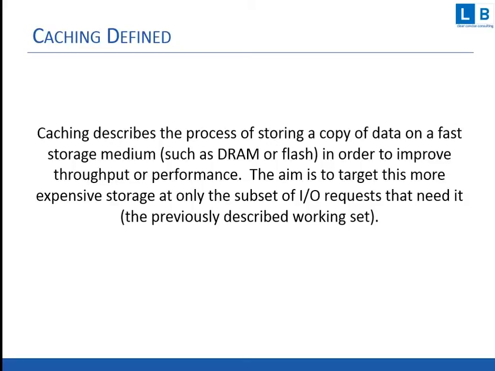And this is something we call the working set. We pretty much see across the majority of environments that the working set of active data follows this Pareto principle, in that maybe 10 or 20% of the data is active at any one time, and that generates the majority of the workload. And this fact allows us to implement caching, because what we do is we target the more expensive DRAM or flash at the data that needs it, and only the data that needs it.